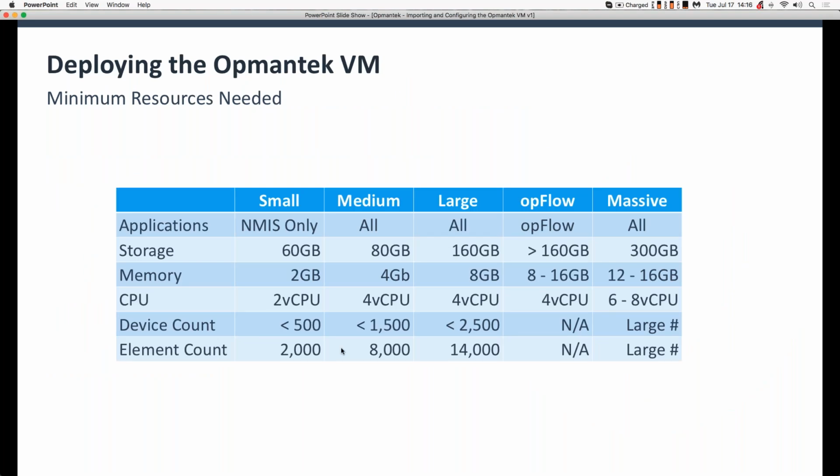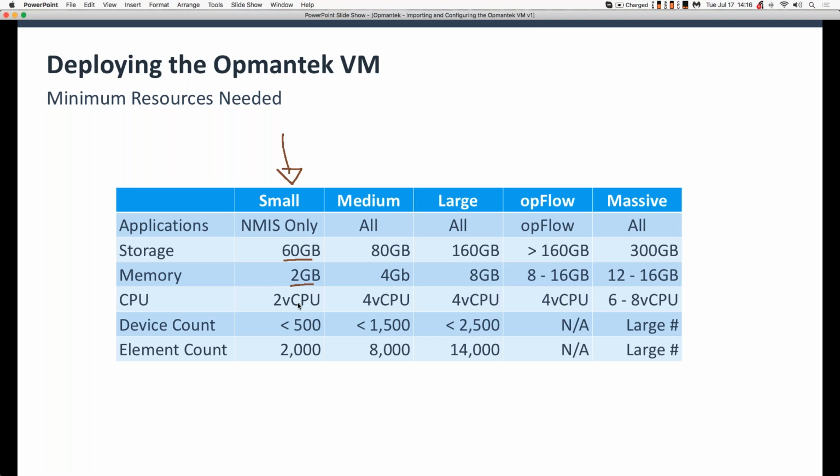So, basic sizing considerations. Again, the Opmantek VM comes shipped based on small. So it'll support NMIS strongly. We recommend basically 60 gigabytes of storage. The VM now actually comes with a total of 80 gigabytes, 40 on the operating system slash programs partition, and 40 gigabytes on the data partition.